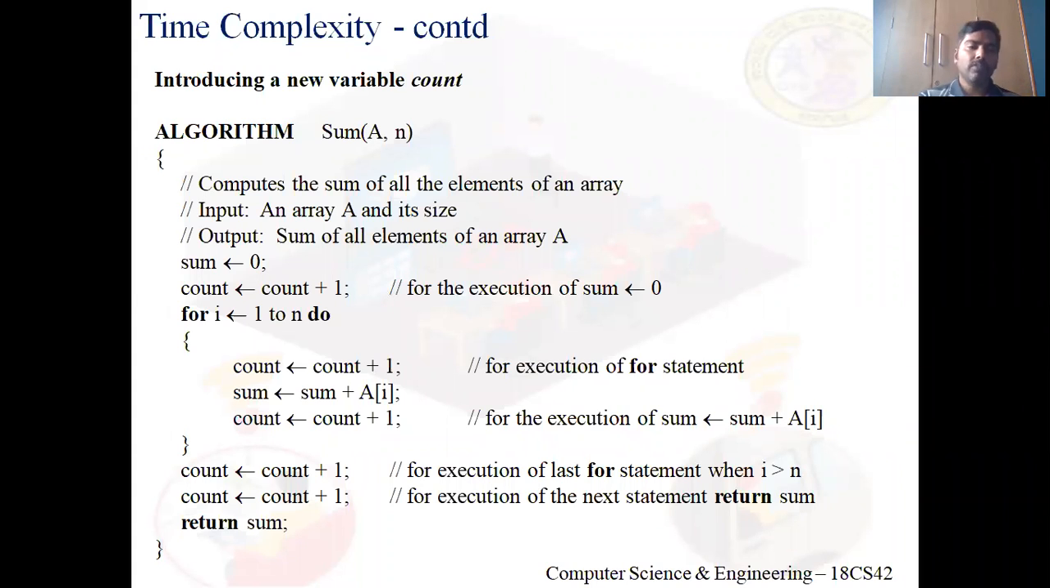Out of the for loop. So this last execution of for, that is i equal to n plus 1, for which the condition has become false, should be reflected. So what I have used immediately out of the for loop is one count statement, count equal to count plus 1. Even in the comment you can see that it is for the execution of the last for statement.